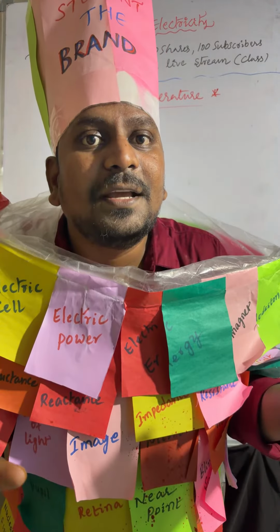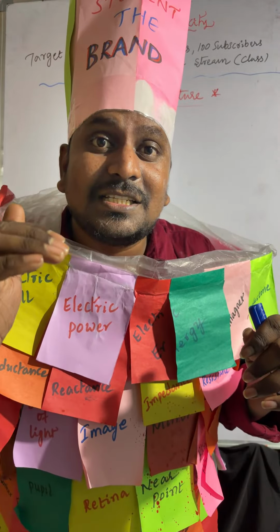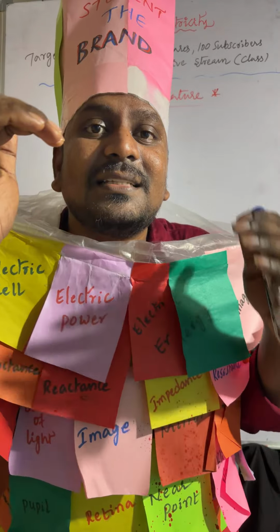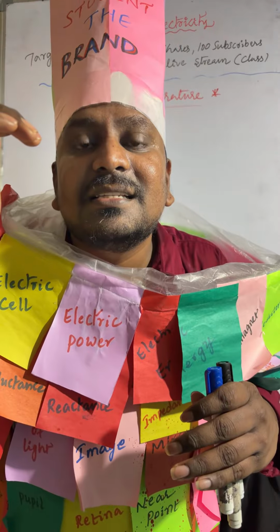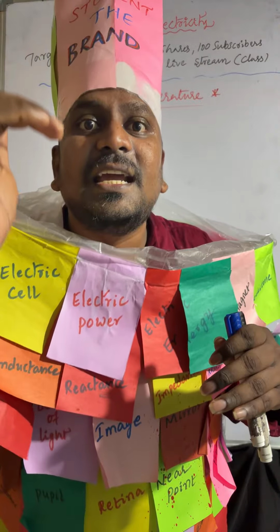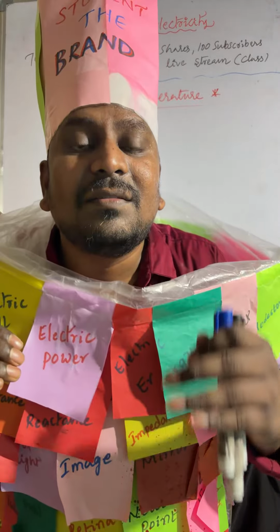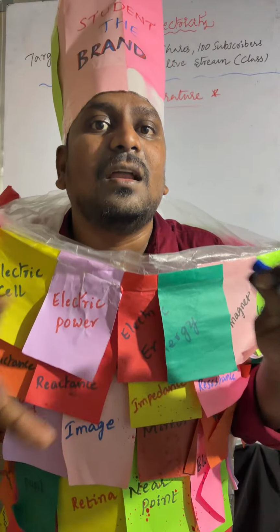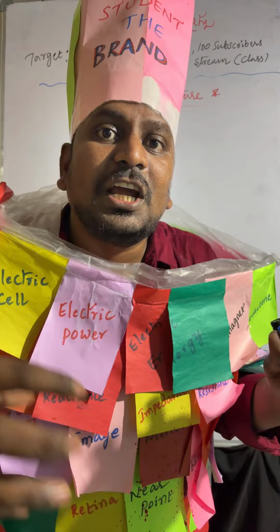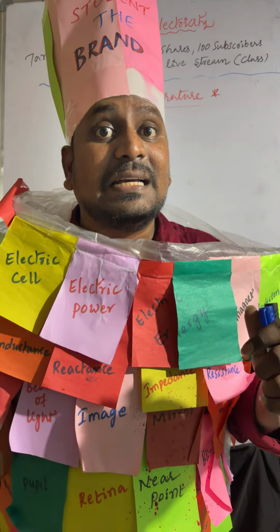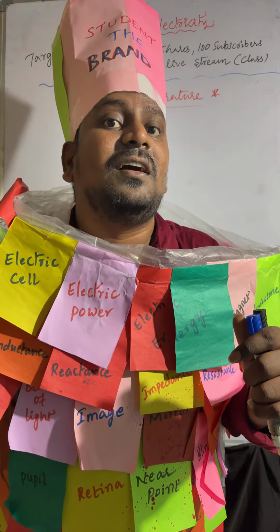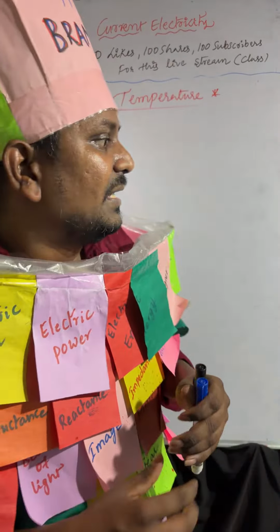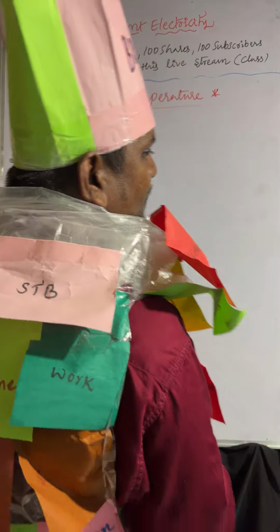If the collisions are taking place between the electrons, then what happens? Resistance and resistivity increase, and conductivity decreases. Understood or not? So by this we can conclude that if temperature increases, the resistance and resistivity of the material also increase. Right? Yes.